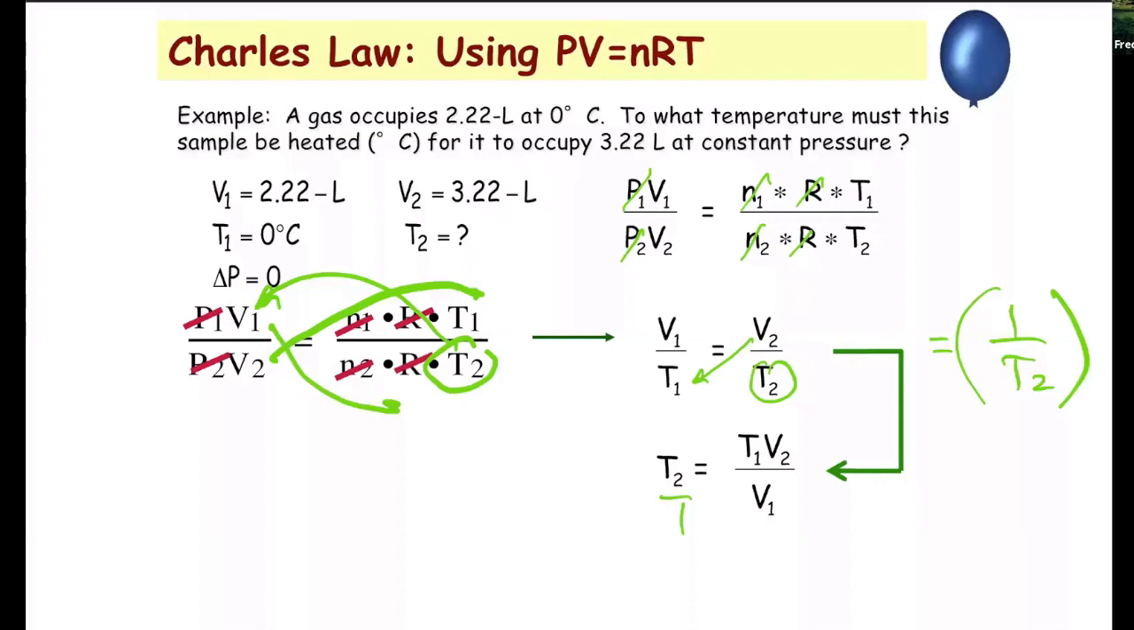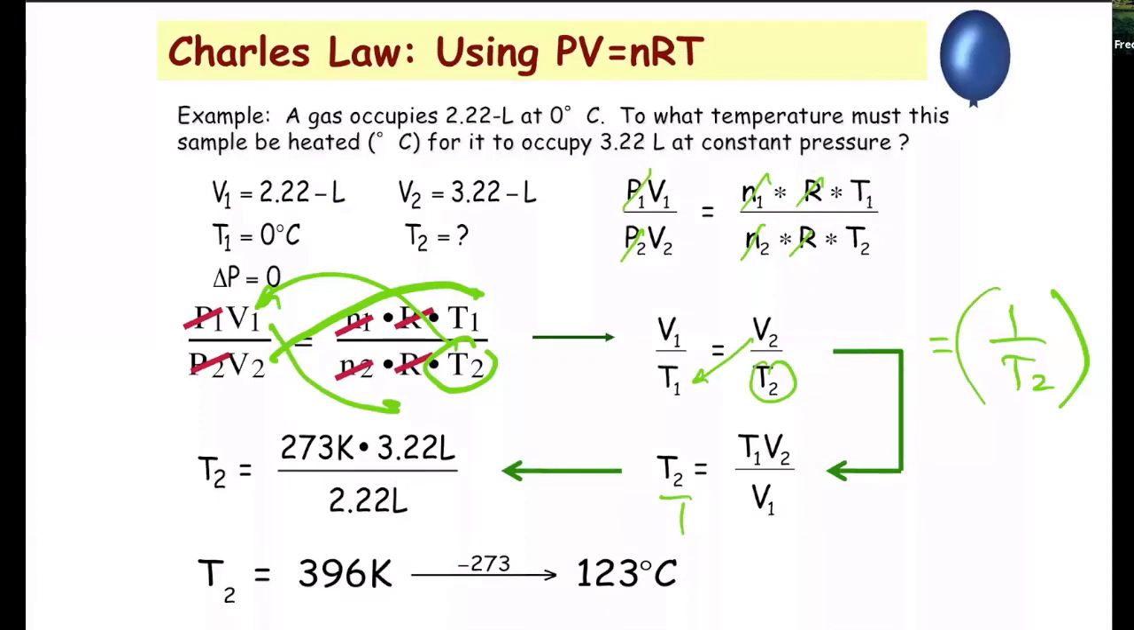Once we do that, we just plug in our values. Notice that we've converted our temperature to Kelvin, so our answer will be in Kelvin. If you want to convert it to Celsius, then you subtract 273 from that. And indeed, it goes from 0 degrees Celsius or 273 Kelvin to 123 degrees Celsius or 396 Kelvin. Definitely higher, and that's because you're heating it up. You're heating it up, the volume expands.